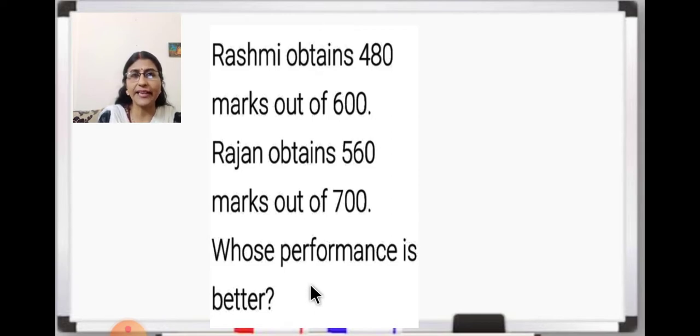We will find out, because here you can see this is the marks what Rashmi has got out of 600. And here Rajan got out of 700. So on seeing the marks we cannot compare. So what we need to find out? We need to find out the percentage. So that will be done now. We'll have to first find out the percentage of Rashmi, then we'll find out the percentage of this person Rajan, and then we are going to compare their performance, who has done better.